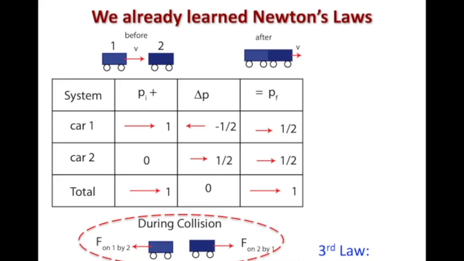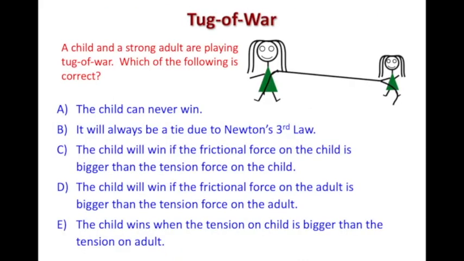Now let's try a tricky clicker question. We have an adult and a child playing tug of war. Which of these is a correct explanation? I strongly encourage you to think about it first, come up with a guess, talk to your neighbor, and try to explain whatever answer you have or test them out by making force diagrams for each of them. You can just make a dot for the adult, a dot for the child. What should the force diagram look like for each one of these situations, and does that correspond to what the situation says will happen?